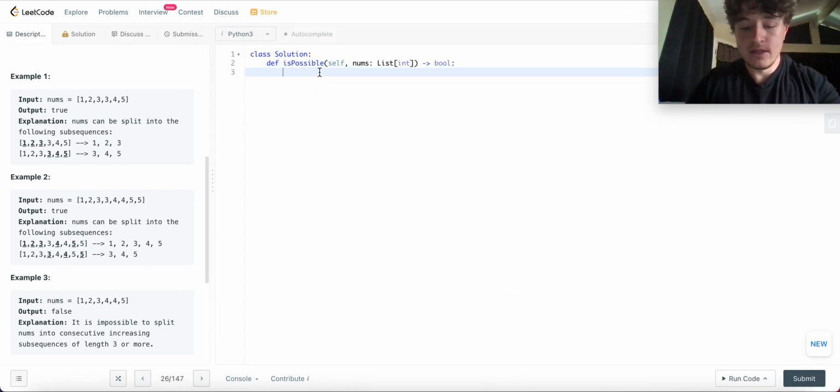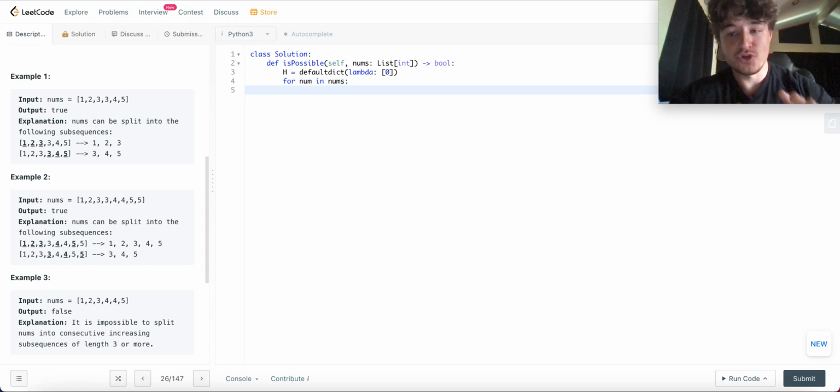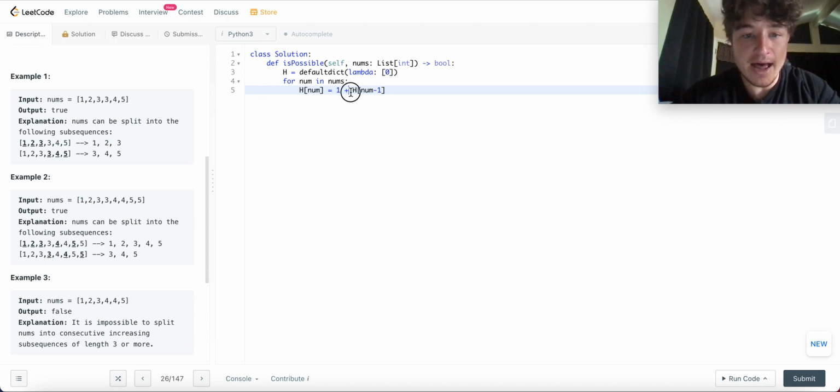Okay, so let's say our head is a default dict, and we're going to use this for a priority queue. All right? And then what we'll do is we'll look at all the nums and numbers. And what we're trying to do is find the shortest solution. We just said that h of num always equals 1 plus h of num minus 1. But since we're using a priority queue, what we want to do is we want to pop.